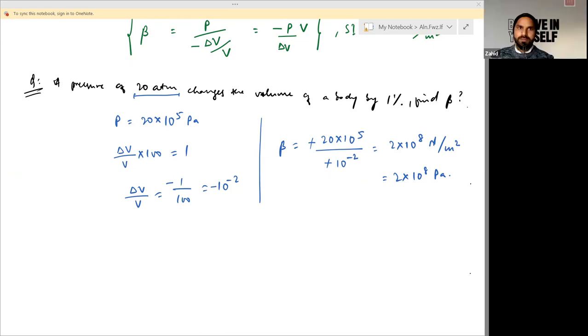We have done till this part about bulk modulus. We are doing stress strain, mechanical properties of solids.